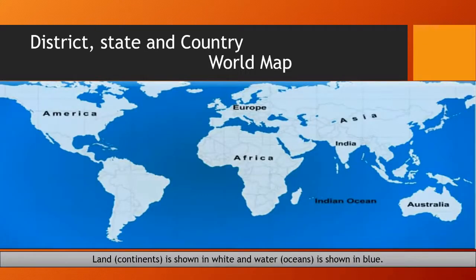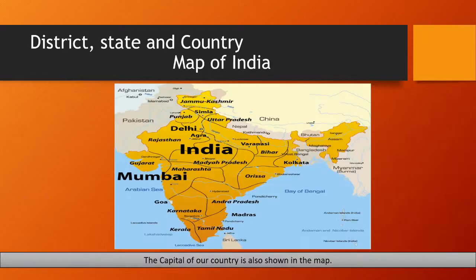Student, on this map we can see the land is shown in white and water is shown in blue color, as you see on the screen. Now you can see the map of India. The capital of our country is also shown in the map. Children, what is the capital of our country? Yes, correct. Delhi. Delhi is the capital of our country.